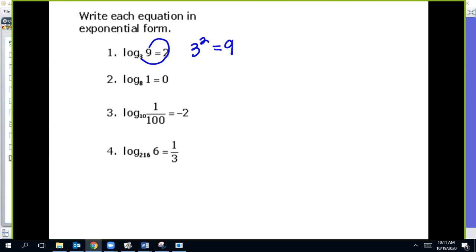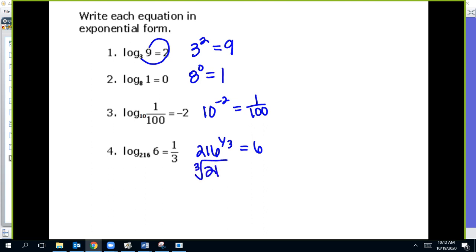And so this one will be 8 to the 0 equals 1. Here we have 10 to the negative 2 equals 1 over 100. And 216 to the 1/3 equals 6. All of these are true statements. That's one thing you should check when you convert from a log to an exponent, is that the exponential is true. The last one looks a little tricky. Remember, 1/3 power is the same thing as cube root. And so that is true. Those are the same thing.